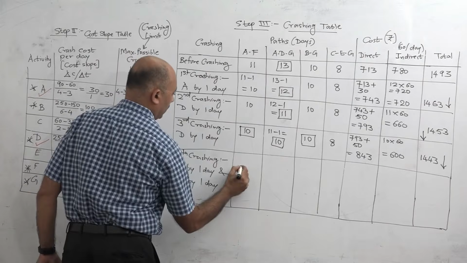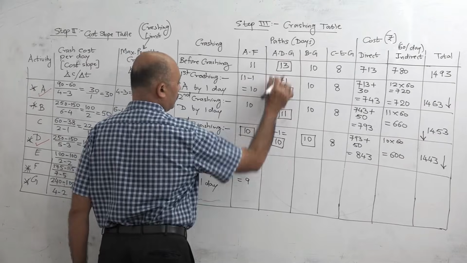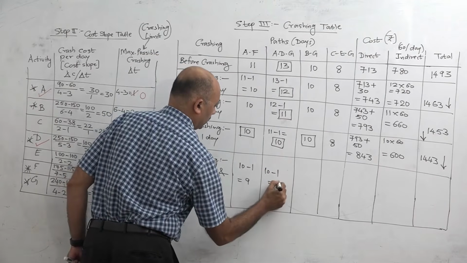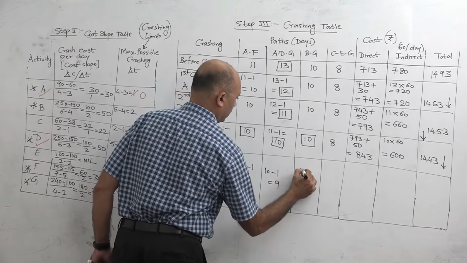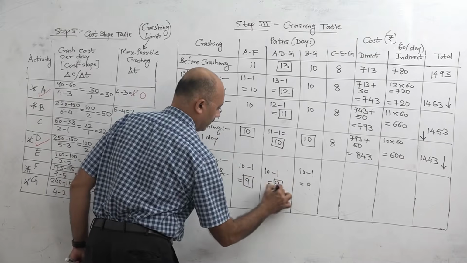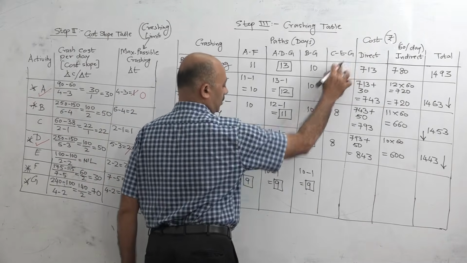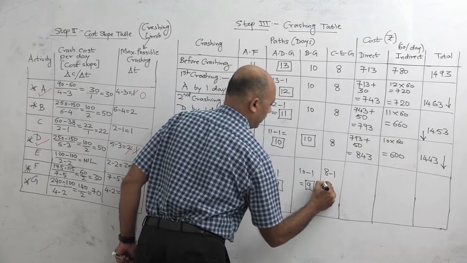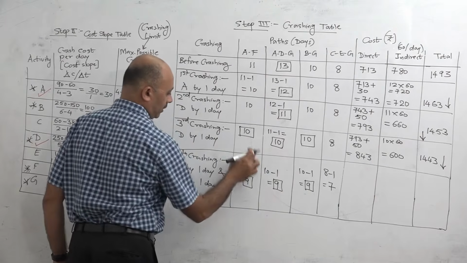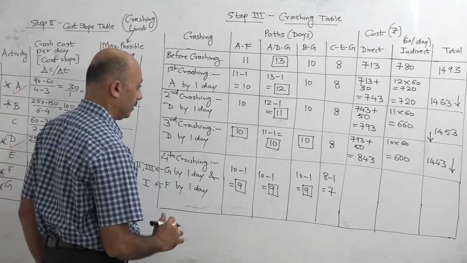So AF, it will reduce by 1 day, it will become 9. ADG, so G is there, so 10 minus 1, 9. Then BG, 10 minus 1, 9. And now the equality is maintained. And CEG, here also G is there, so this will also reduce, so 8 minus 1, 7. Okay, so now 10, 10, 10 it was, and now it is 9, 9, 9. So it is very important that equality should be maintained.